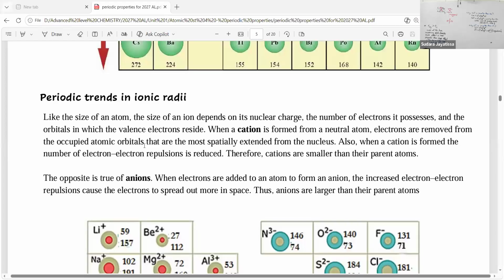Anions. The opposite is true for anions. When electrons are added to an atom, you need it. I'll explain later. First of all, complete writing. After writing, you can read that anion part and see.